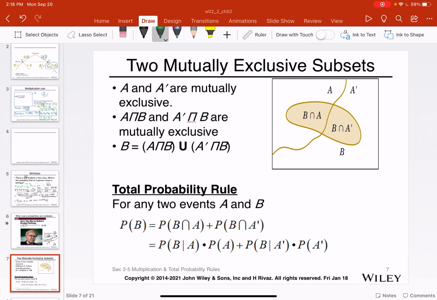So let's look at the case where I can break my sample set. This is my sample set, right? I can break it into two mutually exclusive events. For example, A and A prime are, of course, always mutually exclusive. Then if I want to calculate the probability of B, B is this set.